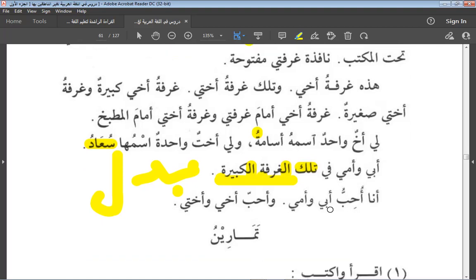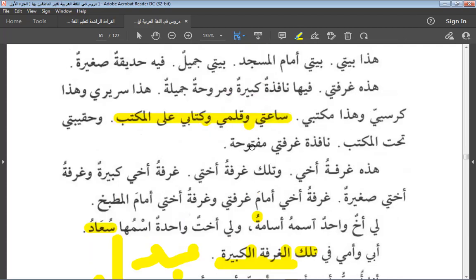Okay. Ana uhibbu abi wa ummi, I love my father and mother. Wa uhibbu akhi wa ukhti, and I love my brother and sister. Uhibbu in Arabic sometimes means love, L-O-V-E. Uhibbu goes to mean like, I like. But then for I like, you would want to say argabu fi. I'll just type that quickly. Let me just change my keyboard.